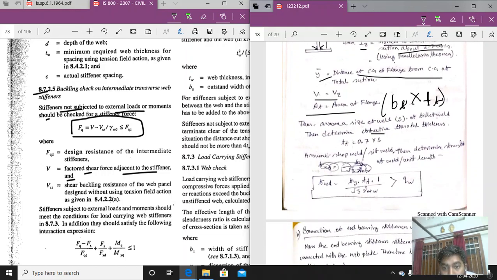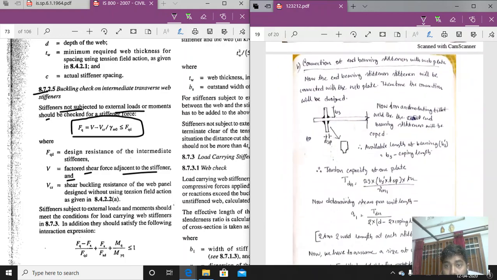Determine the effective throat first. A size of the weld is assumed. Determine the effective throat thickness, Tt is equal to 0.7 into S. Then assume a shop or site weld based on that. Then determine the strength of the weld per unit length. So Lw, if we can remember the formula for the weld, there is the formula Fy Tt Lw into 1 by root 3 gamma mw. So Lw will be 1 because we are determining for unit length. So Fy by Tt into 1 divided by root 3 into gamma mw should be greater than the Qw, that is the shear force acting on the weld. Okay, this is the first design for the weld connection.